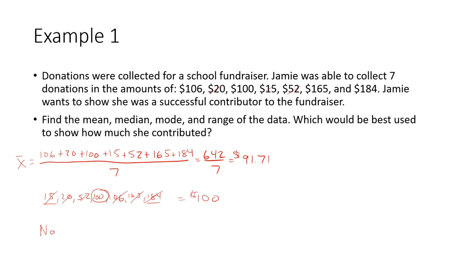There is no mode because none of the values repeat. And the range is the largest value, 184, minus the smallest value of 15, which is 169. The range will just give us the spread of the data. In this case, we could use the mean or the median to describe how much she contributed because they're both about equal and there aren't really any outliers in the data set.